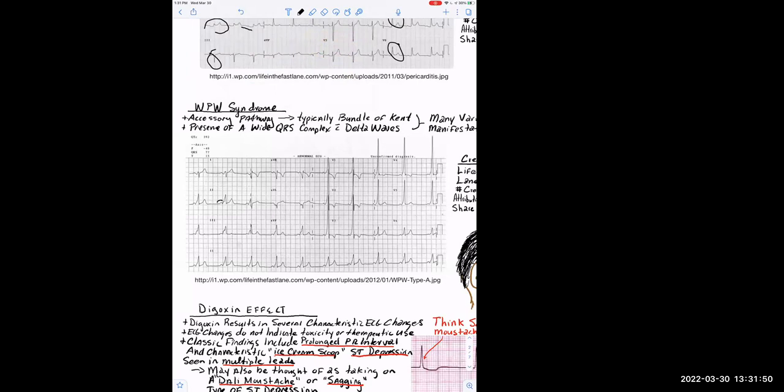So look at lead two here. That's a severely shortened PR interval, almost non-existent, right? So that's the first thing we're going to look for, our shortened PR interval. The next classic finding on our Wolff-Parkinson-White EKG is something called a delta wave.